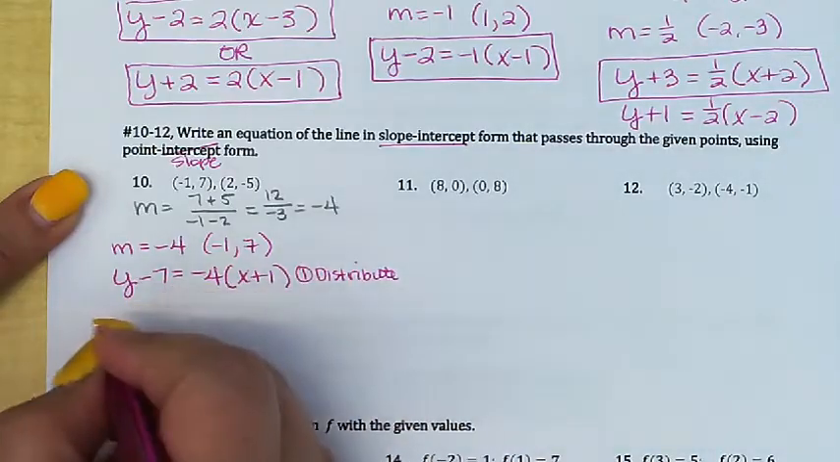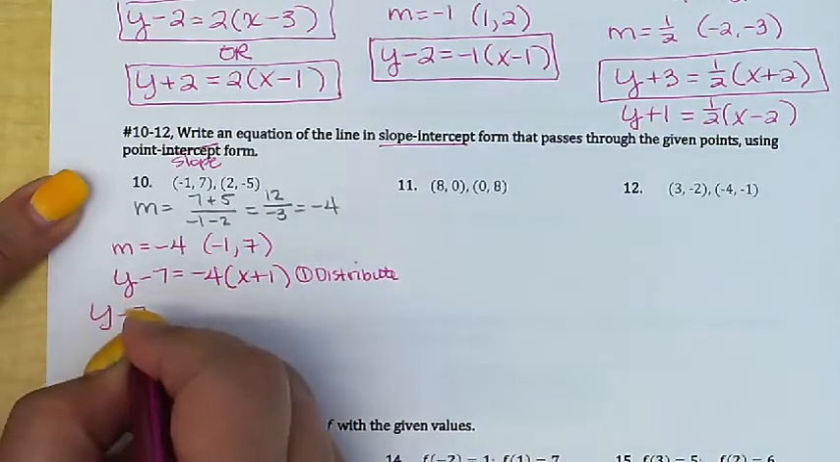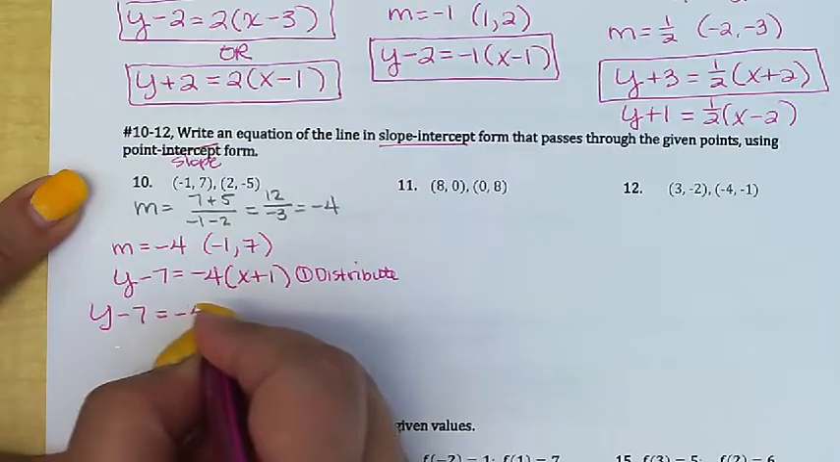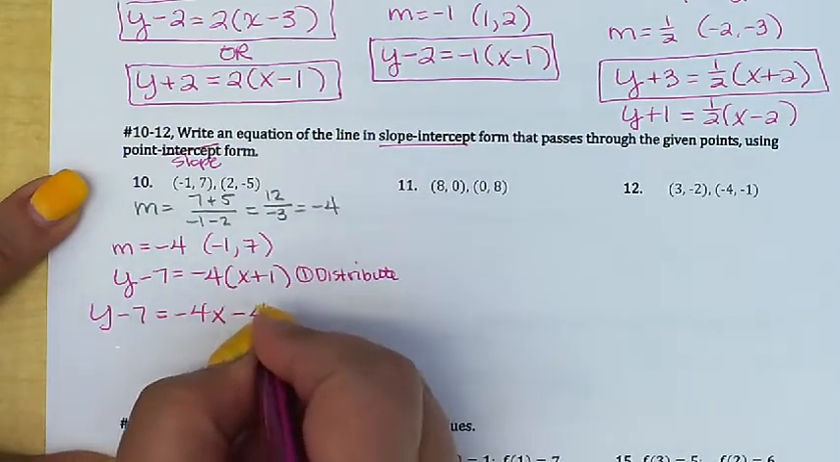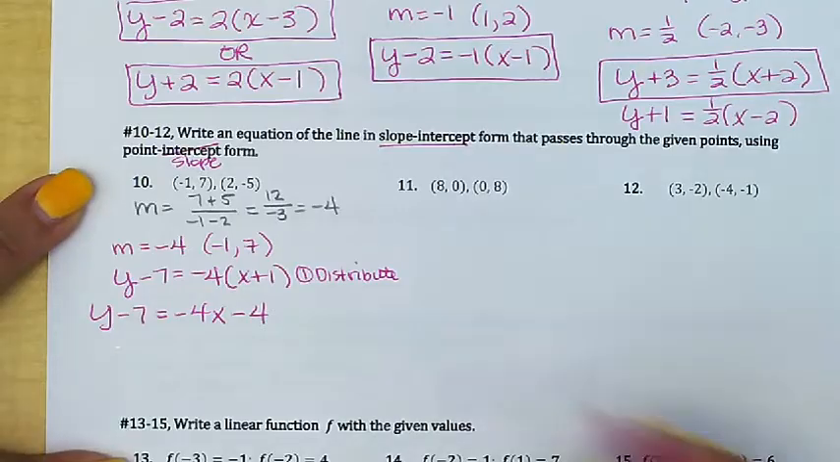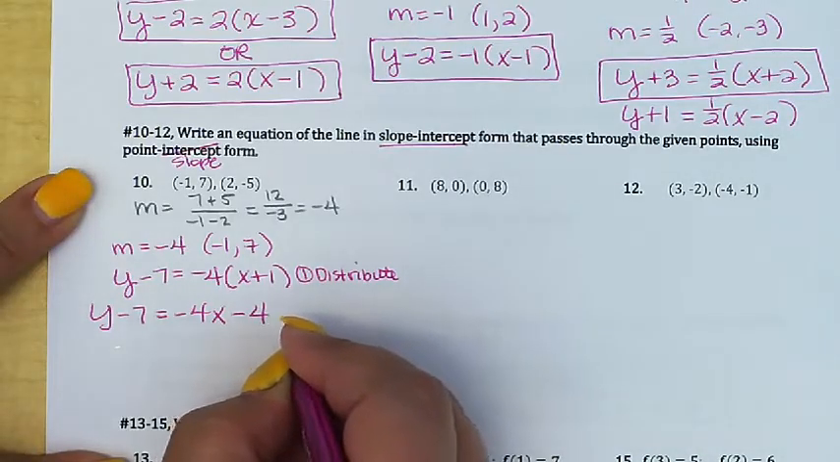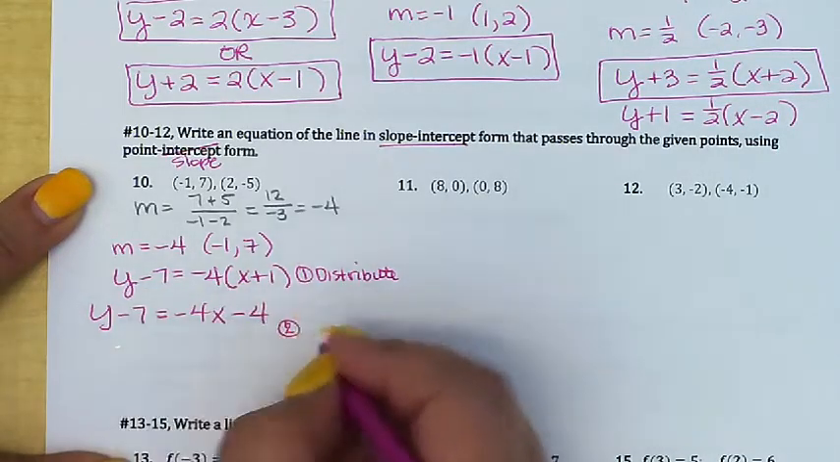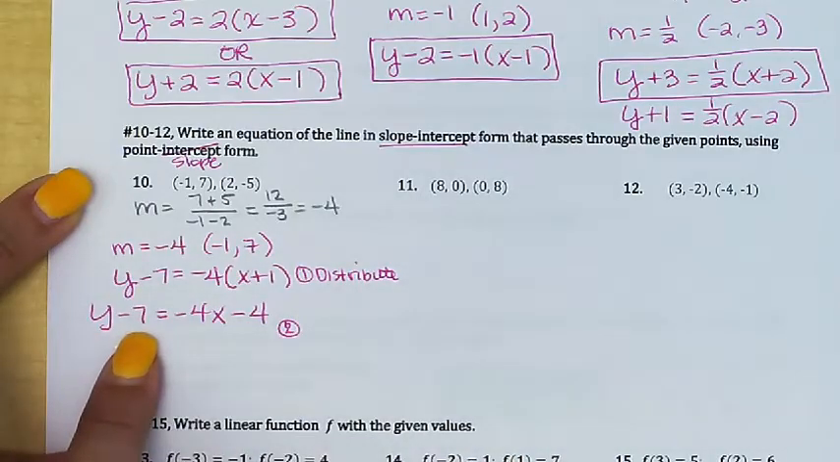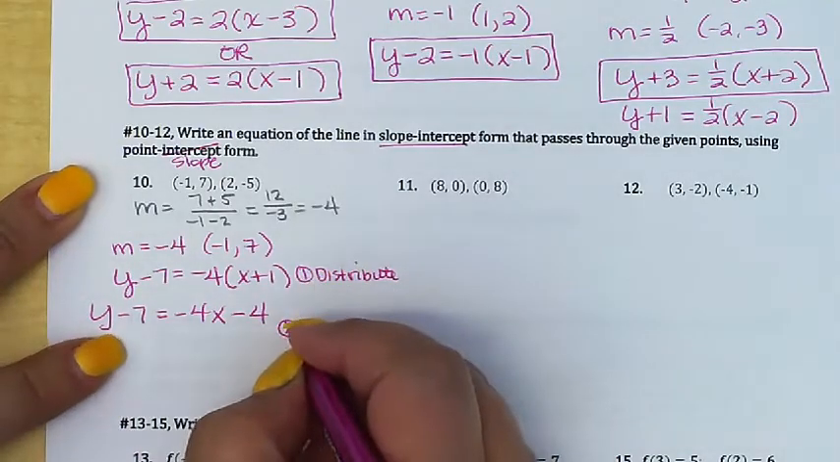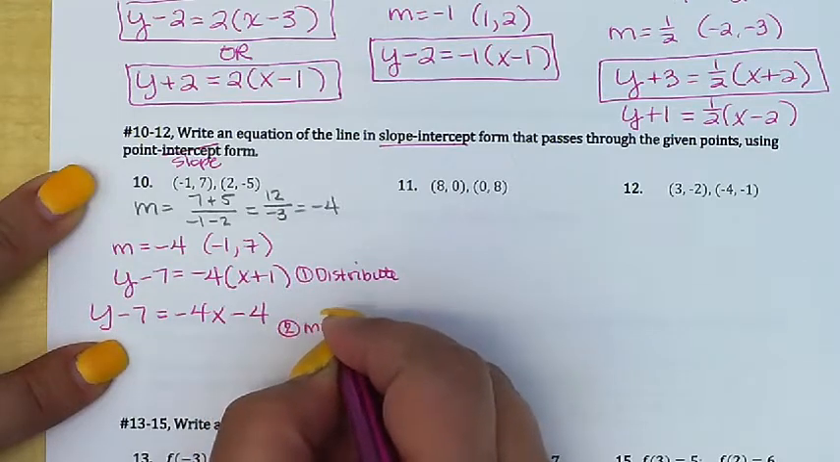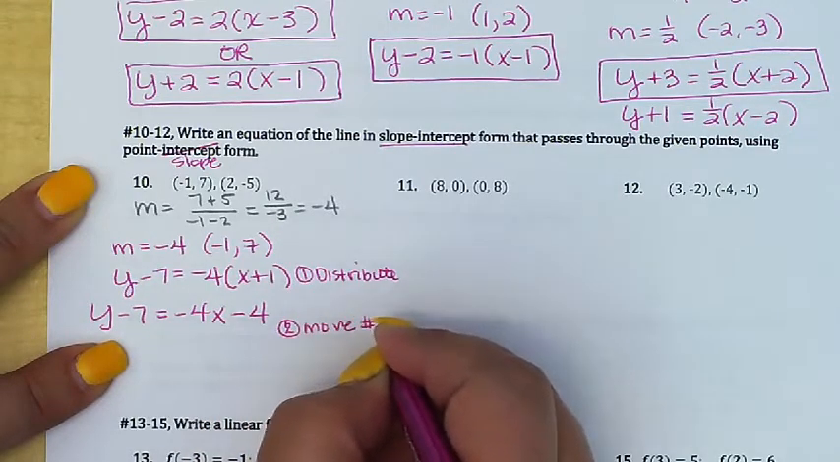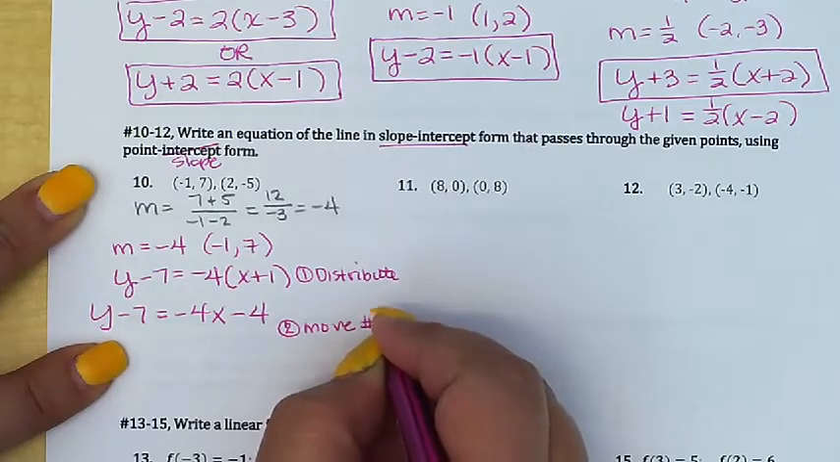So we're going to distribute the negative 4. That's the first step. So when we do that, we're going to get negative 4x. And negative 4 times 1 is negative 4 again. Okay? Step 2 is move the y value, right? So move the number with the y over here.